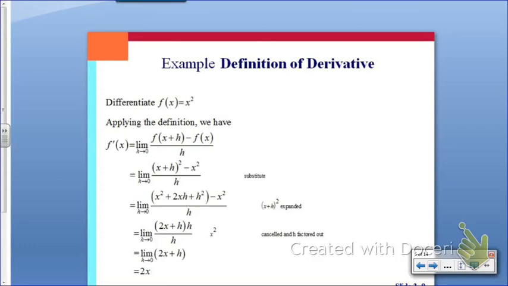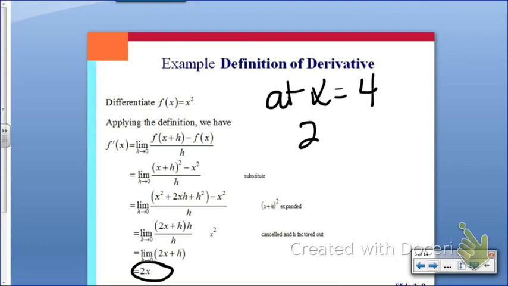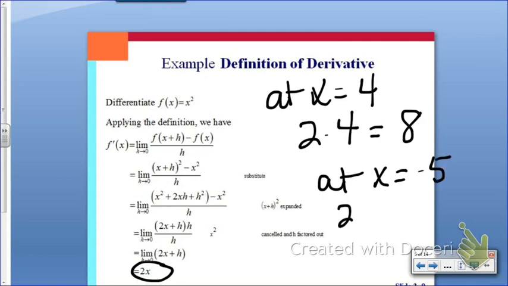Our example here, our derivative, as you can see, is 2x. If I want to know the slope at x equals 4, we would plug in 4 for x. So the slope would be 8. If I want to know at x equals negative 5, for example, I would plug in negative 5. The slope would be negative 10.